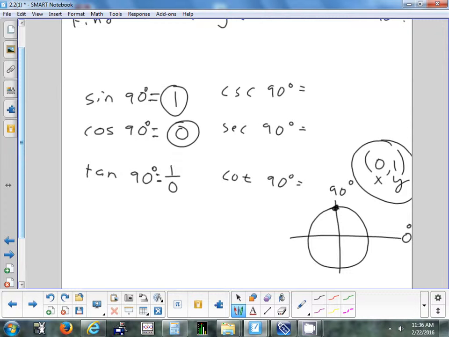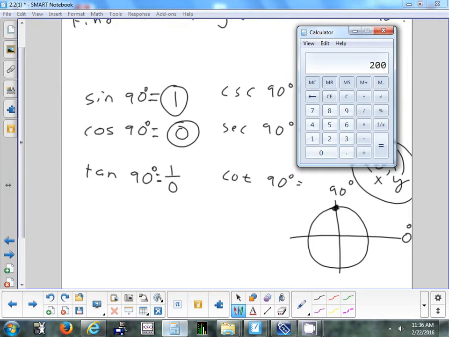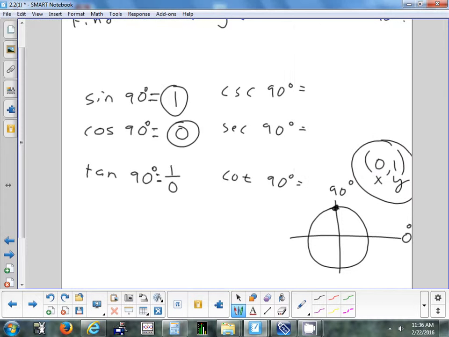Not 0. No, not 1. Is that like an error? That's undefined. Okay, you can't divide by 0. Can't divide by 0. So just write undefined.